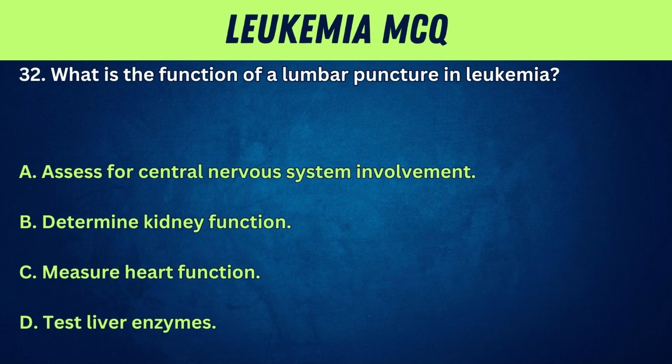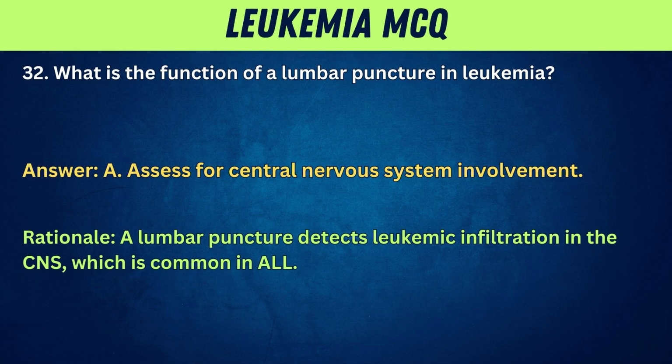32. What is the function of a lumbar puncture in leukemia? A. Assess for central nervous system involvement. B. Determine kidney function. C. Measure heart function. D. Test liver enzymes. Answer: A. Assess for central nervous system involvement. Rationale: A lumbar puncture detects leukemic infiltration in the CNS, which is common in ALL.